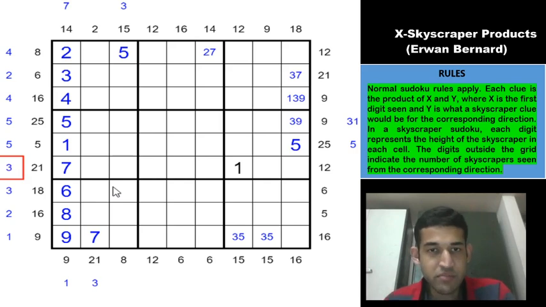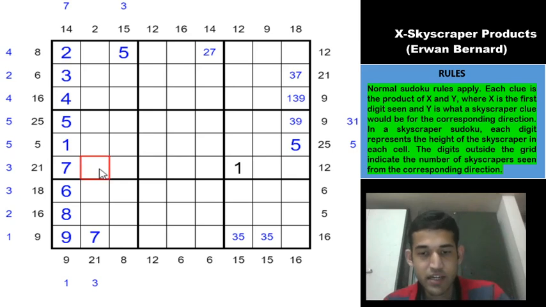Okay, we have something interesting here. So if you look at these clues, we know that we are seeing 5 buildings at least, so 9 cannot be in any of these cells. At the max 9 can be here or beyond that, because if you have it in front of these cells, it means you can see only less than 5 buildings. So 9 cannot be in these cells, and 9 cannot be in these 2 cells similarly, because 5 is here.